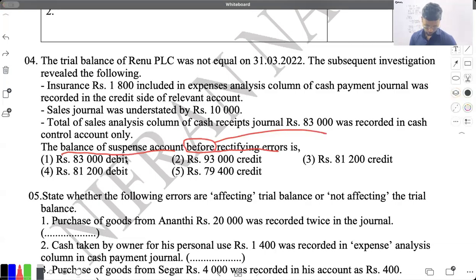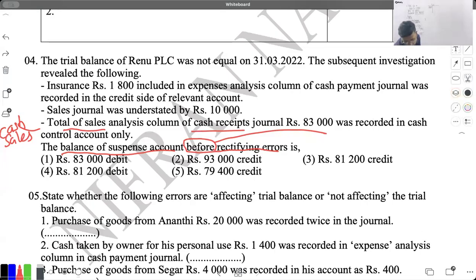Next one. Total of sales analysis column on the cash receipt journal, 83,000, was recorded in the cash control account only. So sales in the cash receipt journal reflects the cash sales. No doubt in it, right? Cash sales is only recorded in the cash control account.